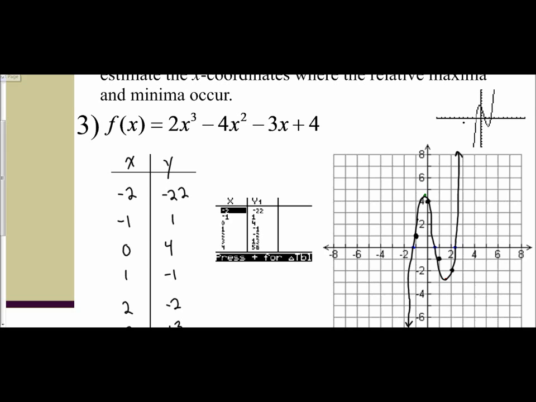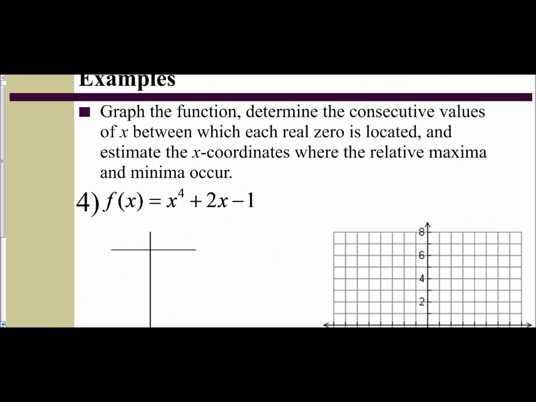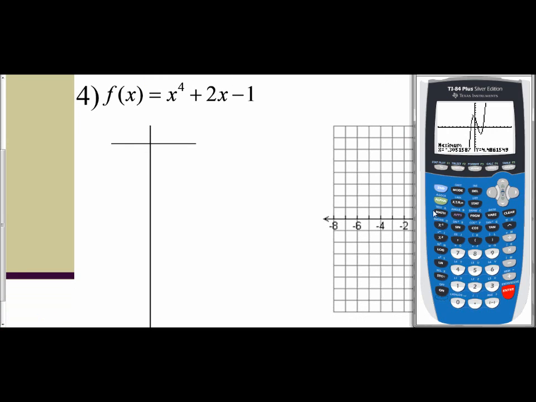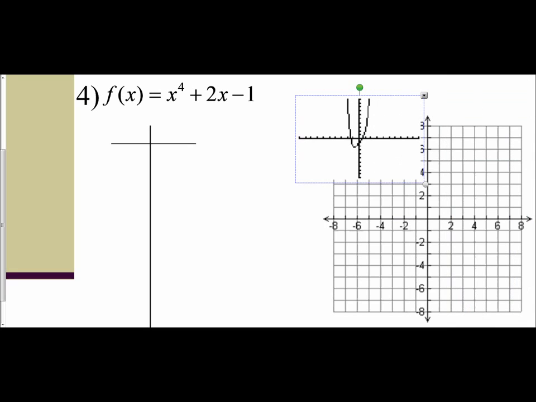Let's look at the next one. So I have my polynomial x to the 4th plus 2x minus 1. So I'm going to go to my calculator, clear out my y1, x to the 4th plus 2x minus 1. Hit graph. We see our graph. It looks like we have 2 real zeros that we're going to need to account for.